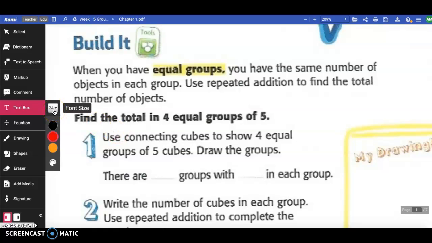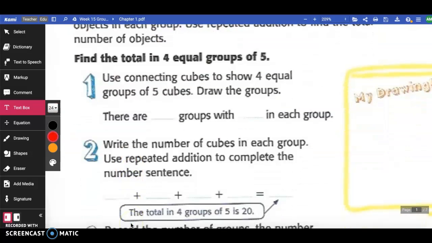All right, let's go ahead and take a look at step number 1. It says use connecting cubes to show 4 equal groups of 5. Draw the groups. So on a piece of paper next to you, I want you to draw 4 groups of 5 cubes or 5 X's, whichever you prefer. However you want to draw it, you just need 4 equal groups of 5. So go ahead and pause the video and let your teacher know when you have finished your drawing.